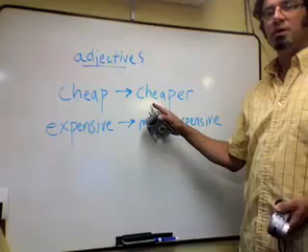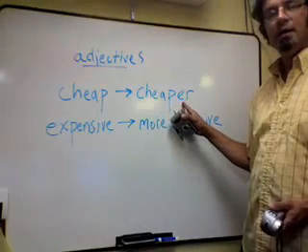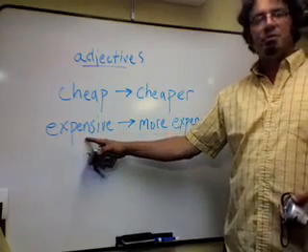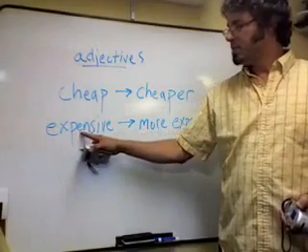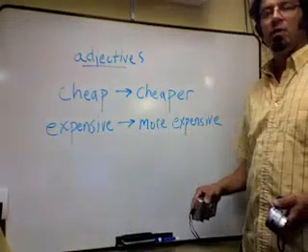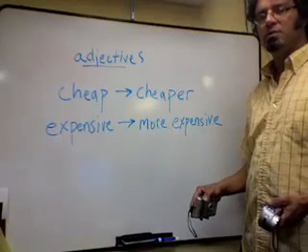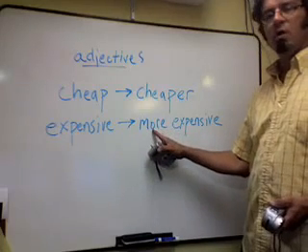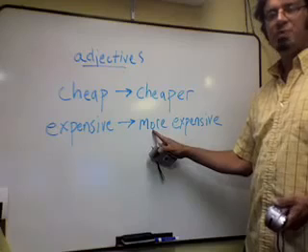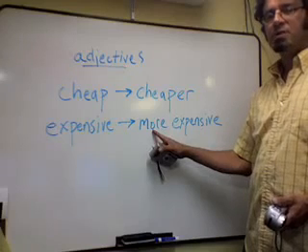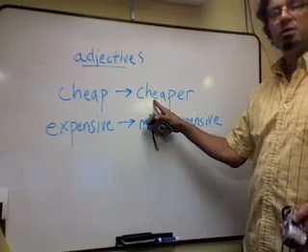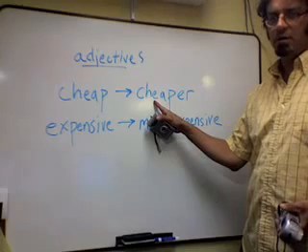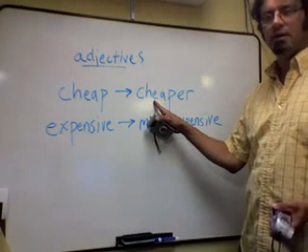1-syllable words in the comparative form add the ER. Cheaper. Expensive has 3 syllables. Expensive. With words that are 2 syllables or longer, you have to use the word more. More expensive. It's not possible to use more with a 1-syllable word. You can't say more cheap. And you really should not say more cheaper, although sometimes you'll hear that in American English.